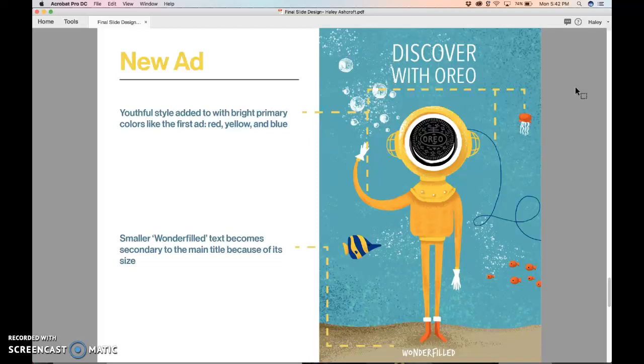Also, the colors used in this ad are similar to the one in the original. They are primary colors. We see red, yellow, and blue going on very strongly in this advertisement. They're different than the original, but because they're part of the same general color scheme, whoever sees this ad, if they've seen the original, they'll know that the two are connected and they are part of the same campaign. Lastly, Wonderfilled is also written at the bottom of this advertisement. It becomes secondary to the main title because, once again, it's much smaller than the rest of the text.